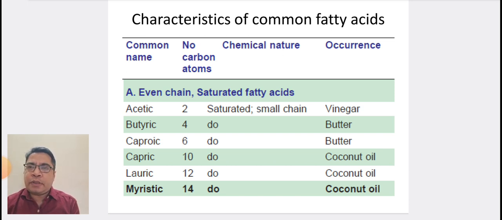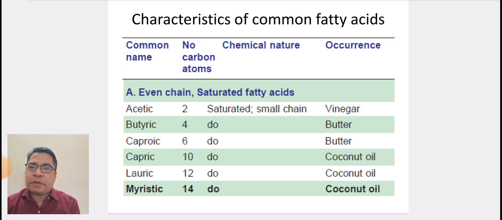Butyric acid. Number of carbon atoms is 4. Chemical nature is same, and its occurrence is in butter. Caproic acid. Its number of carbon atoms is 6. Chemical nature is same, and occurrence is in butter. Capric acid. Its number of carbon atoms is 10. Chemical nature is same, and occurrence is in coconut oil.